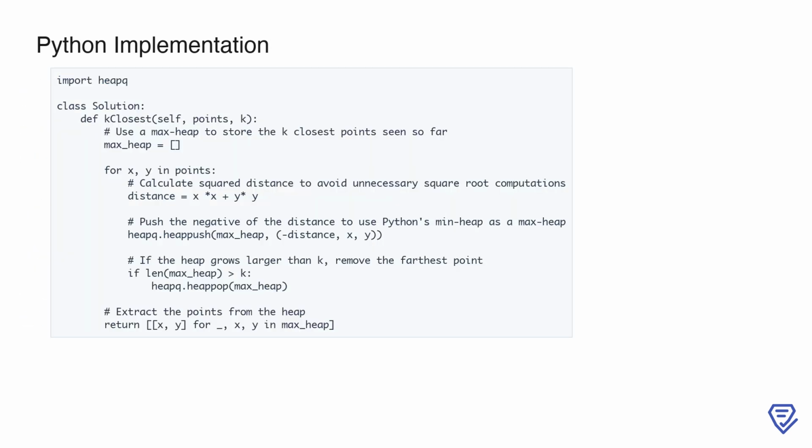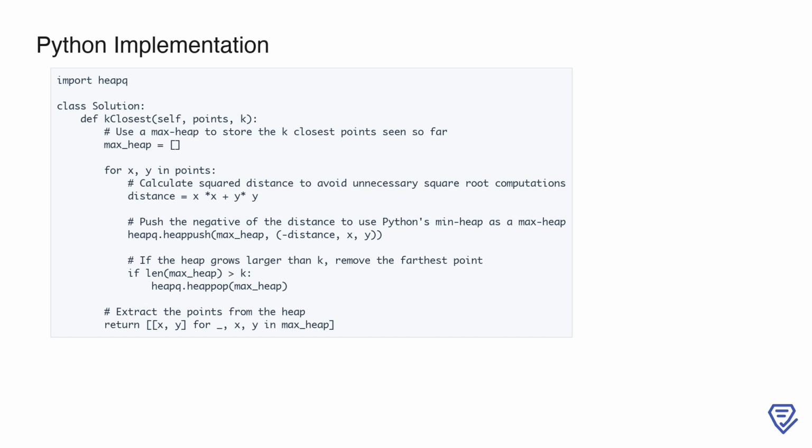This code solves the LeetCode problem k closest points to origin using a max heap priority queue. The goal is to return the k closest points to the origin from a list of 2D points, based on their squared Euclidean distance. The k closest method starts by initializing an empty list max_heap, which will store the closest points dynamically. Python's heap module is used to manage this heap. Since Python's heap provides a min heap by default, we insert the negative of the squared distance to simulate a max heap. The method iterates over each point, x, y, in the input list points.